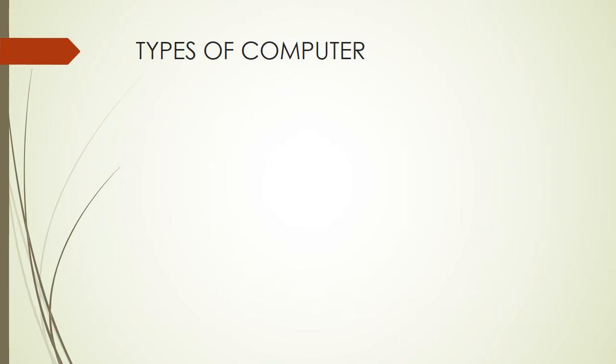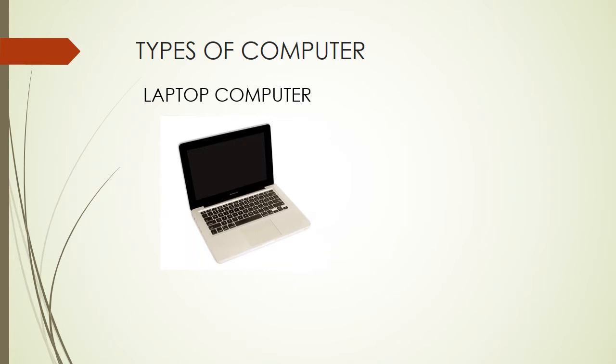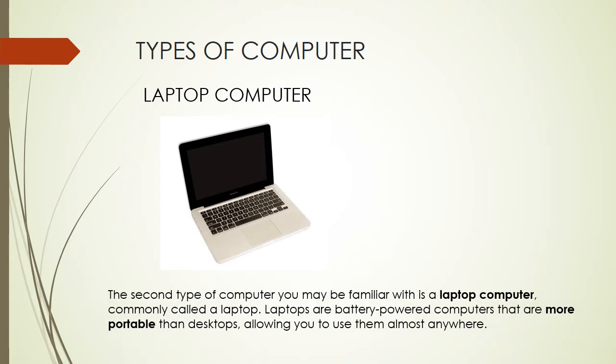Next on the list is a laptop computer. A laptop computer is just compact. It comes with just the screen and the keyboard that we can see. It is easy to carry, it is powered by battery, and it is more portable than the desktop computer. We can use it and carry it anywhere we intend to travel with it.